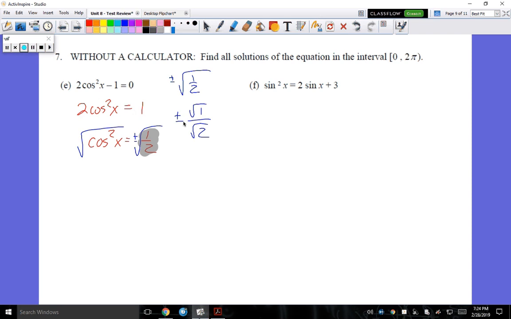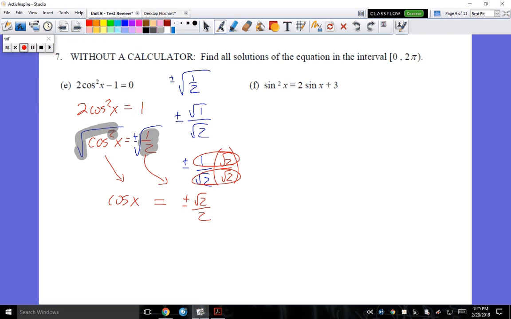We know the square root of 1 is 1, and then the bottom would be root 2. And if I were to rationalize this by multiplying it by a form of 1, I would get root 2 over 2. So root 2 over 2 is really what this will simplify to. And it's going to be equal to just cosine of x, because the square root will cancel this square out to a form of 1, and now this is what you're looking at.